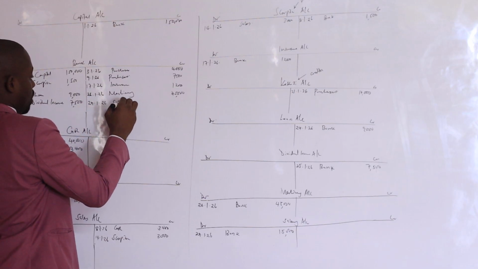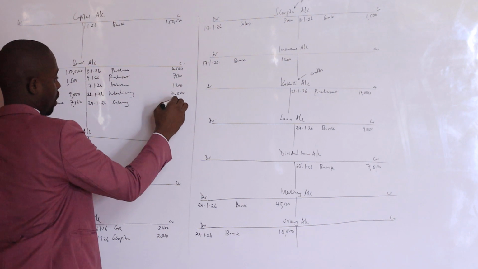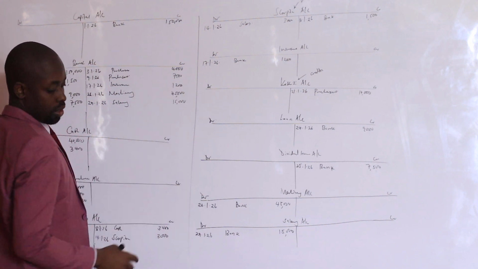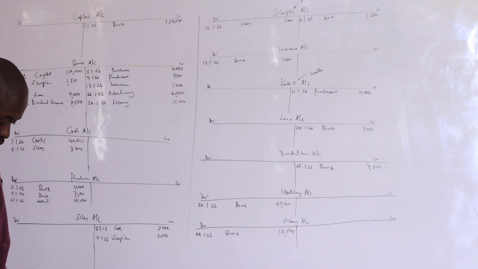That is salary, 15,000. So that's how we do those journal entries and ledger entries. You must understand how to do them because we shall be learning how to balance them.